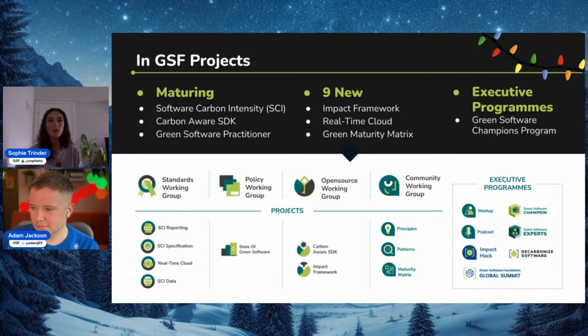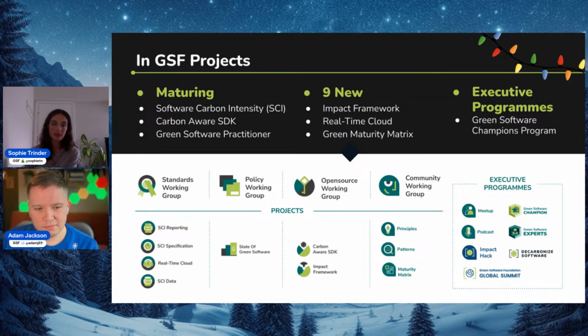One we'll talk about more in detail later is the Impact Framework. It's one of our open source working group projects that's evolving in incubation, and it provides a framework for measuring the negative impacts of software. We recently released alpha 3 weeks ago. We've also got the Green Software Maturity Matrix, which is a project in our community working group that aims to mature into a self-evaluation tool for organizations.